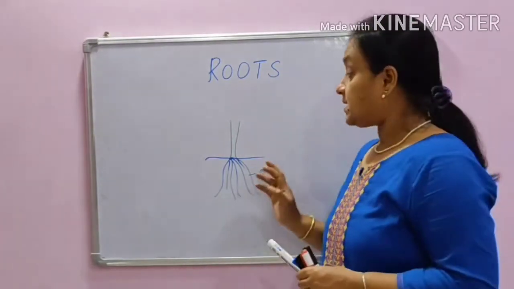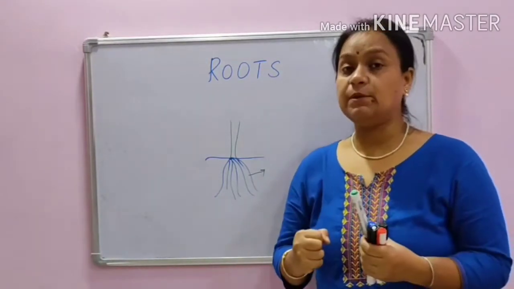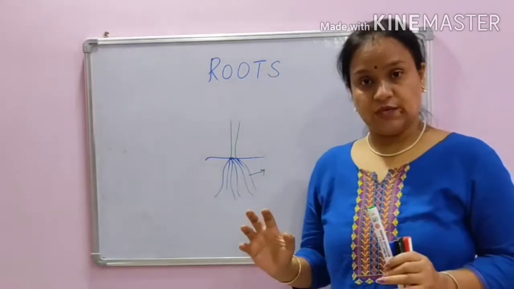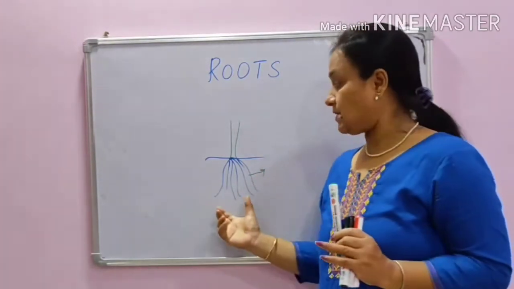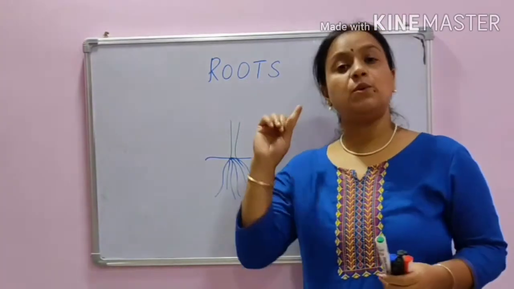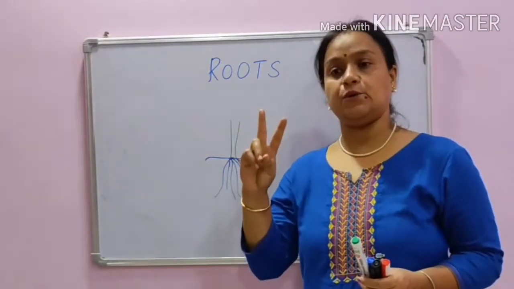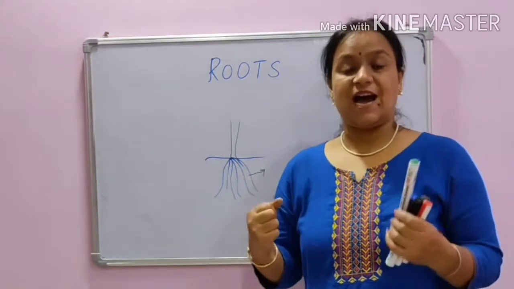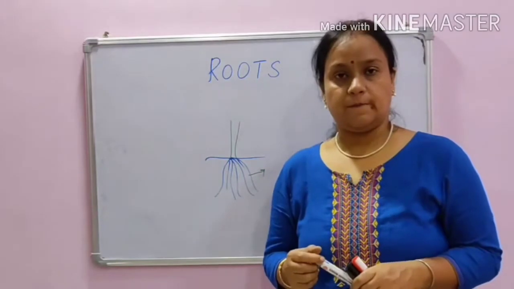First important function. Second important function, roots hold the soil and help the plant to stand. It is because of roots that the plant remains attached to the ground. So it helps in anchoring the plant. So two very important functions of root. Number one, it absorbs water and minerals for the plant. And number two, it anchors the plant or helps the plant to remain attached to the soil or stand properly with the soil.